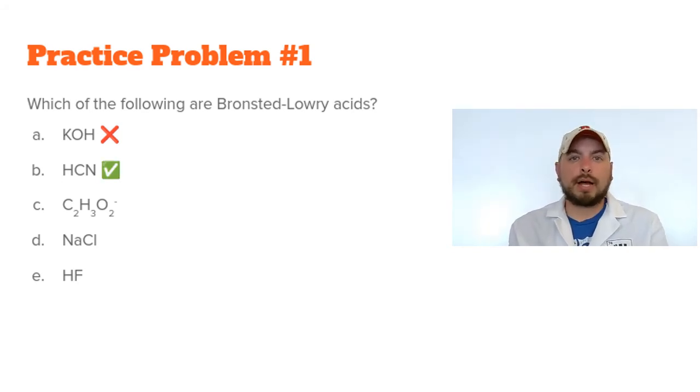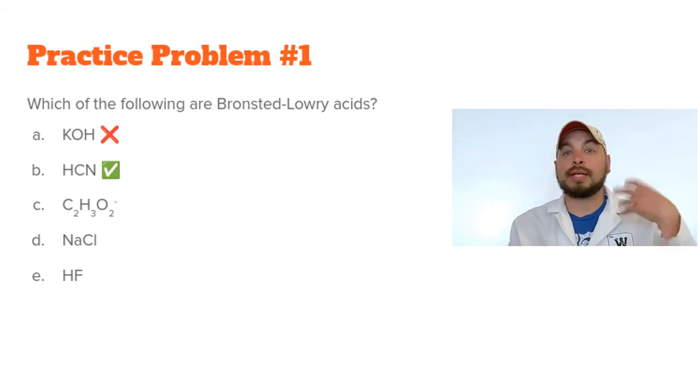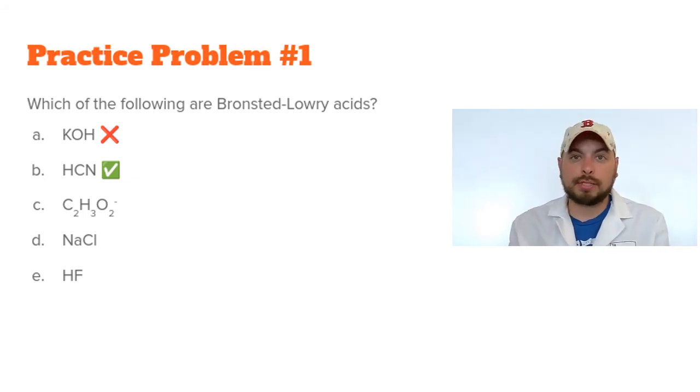The next ion is the acetate ion. Now, there are hydrogens in it. However, it's important to note that this is an anion. And as an anion, it will happily accept an H+ from the solution. Therefore, this is actually a Bronsted-Lowry base.